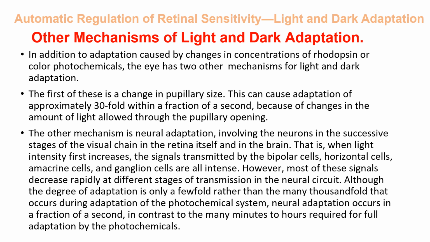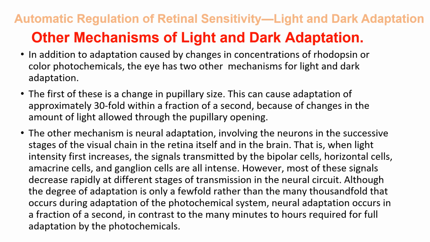Other mechanisms of light and dark adaptation. In addition to adaptation caused by changes in concentrations of rhodopsin or color photochemicals, the eye has 2 other mechanisms for light and dark adaptation. The first of these is a change in pupillary size. This can cause adaptation of approximately 30-fold within a fraction of a second, because of changes in the amount of light allowed through the pupillary opening.